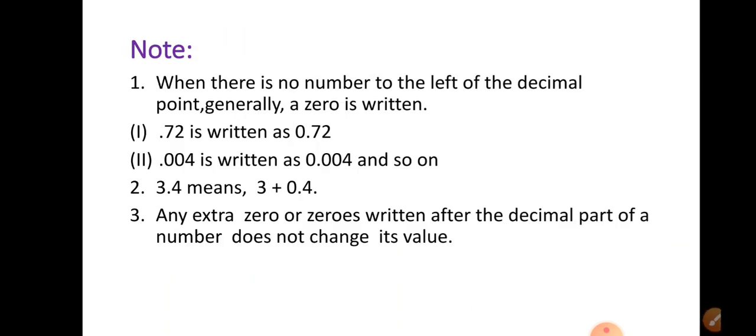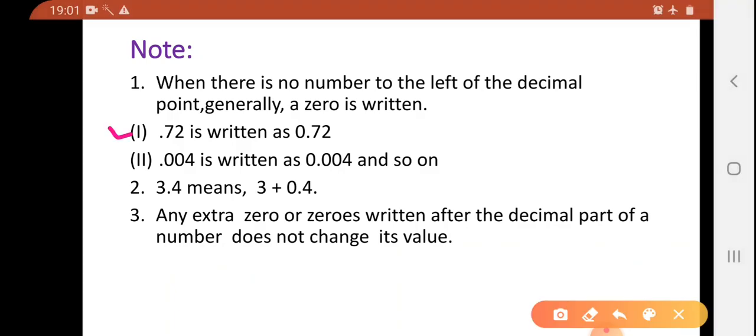Now here note: when there is no number to the left of the decimal point, generally a 0 is written. That means .72 is written as 0.72, .004 is written as 0.004, and so on.